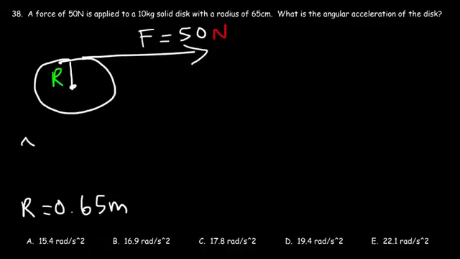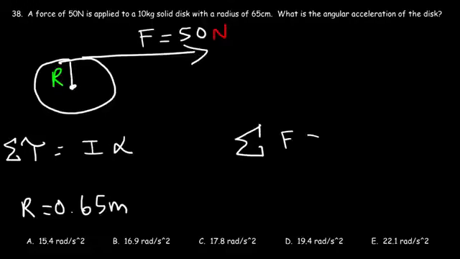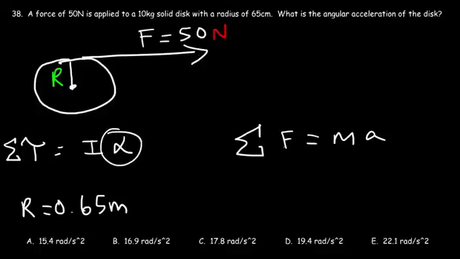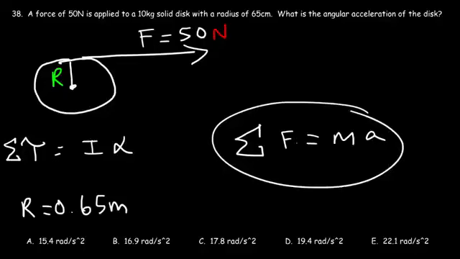It's important to know that torque, the net torque, is equal to inertia times alpha, in the same way that the net force is mass times acceleration. Torque is the rotational equivalent of force. Inertia is basically the rotational equivalent of mass. They both provide resistance to motion. Angular acceleration is the rotational equivalent of linear acceleration. So this is Newton's second law for translational motion, and this is Newton's second law for rotational motion.